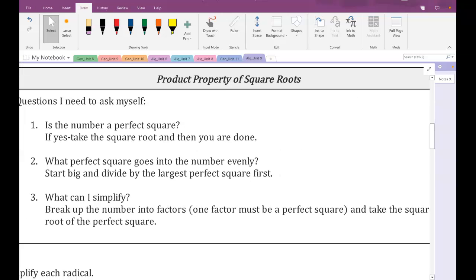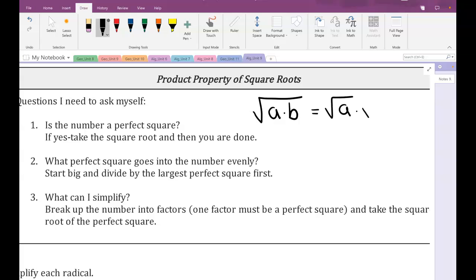So our first property, we're going to use multiplication. Really where this all comes from is that if we have the square root of, let's say, a times b, we can split that up into the square root of a times the square root of b.